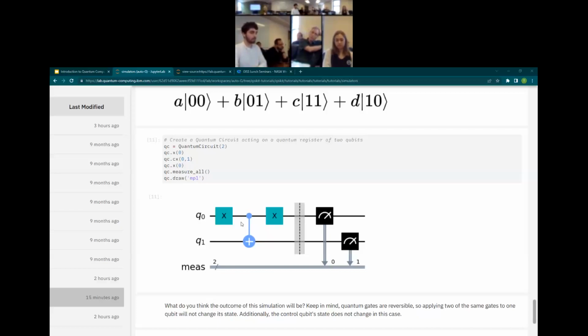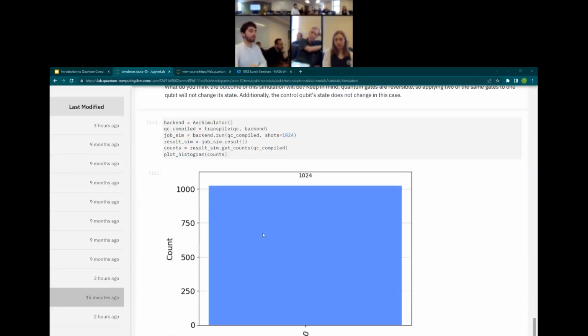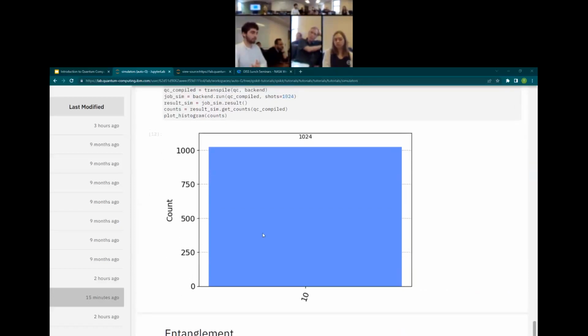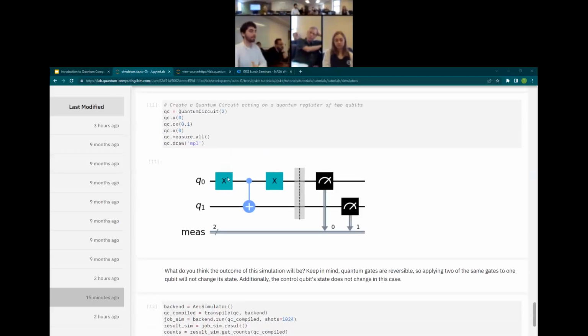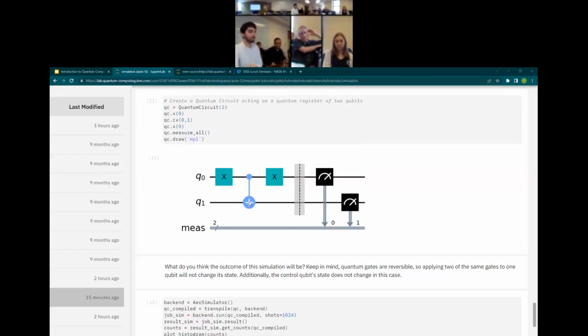Well, it flips again. So the actual answer is 1 0, or 0 1 depending on the order. Sorry for that. The reason is that quantum logic gates are reversible, and so we've applied 2 X gates to qubit 0. First it started in 0, we flipped it to 1, we used it as a control qubit in the CNOT gate, and then we flipped it back to 0. But that doesn't undo what happened here. When this was the control qubit, it was able to flip qubit 1.